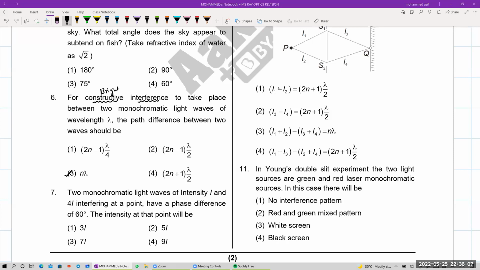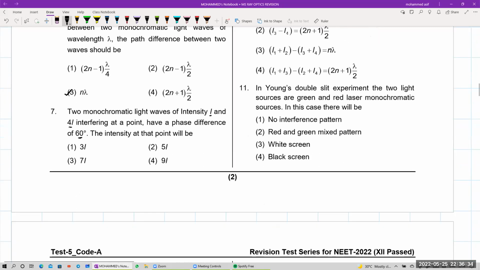छोटा क्वेश्चन नहीं कर सक रहे. चलो, two monochromatic light waves of intensity I and 4I interfering at a point have a phase difference of 60 degrees. तो इंटेंसिटी एट दैट पॉइंट कितना हो जाएगा बेटा? कोई बताएगा? इंटेंसिटी का फॉर्मूला लगाओ. इंटेंसिटी का फॉर्मूला क्या है बेटा? Two monochromatic light waves of intensity I और 4I, interfering at a point have a phase difference of 60 degrees. So the intensity at that point will be equal to how much?